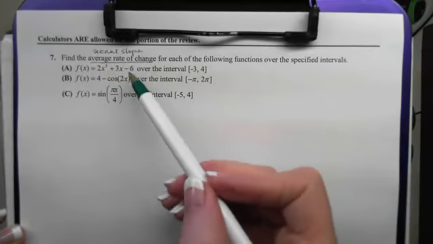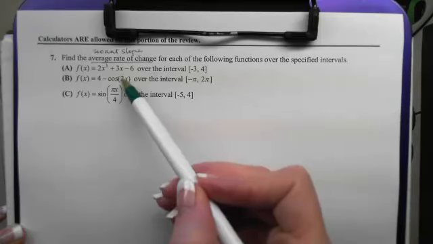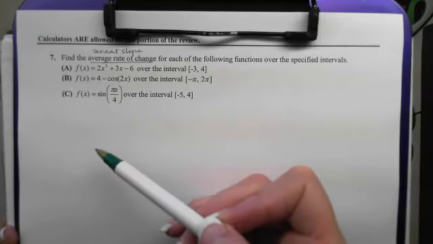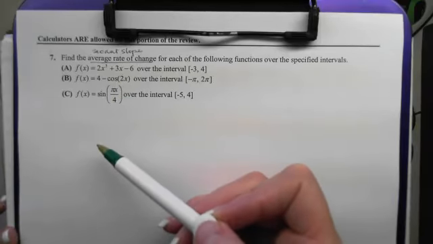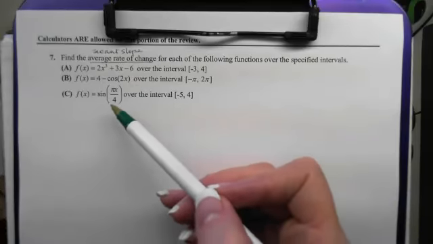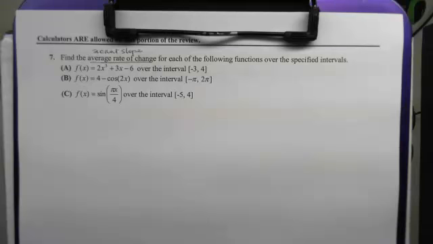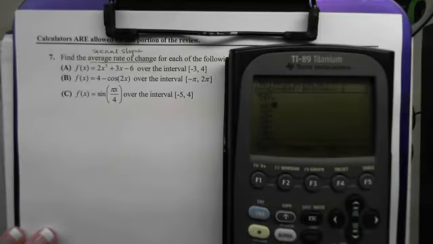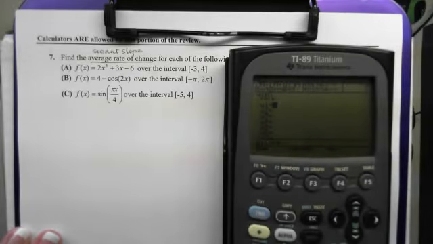Now if I look at this, all of these kind of look like complicated functions, so I'll probably have an easier time generating those points if I put the functions into the Y editor. So I'm going to get my calculator out, clear out what's on it, go to my Y equals, and let's do part A. On part A, I'm going to let that function equal 2x cubed plus 3x minus 6. So now I've got my function in there.